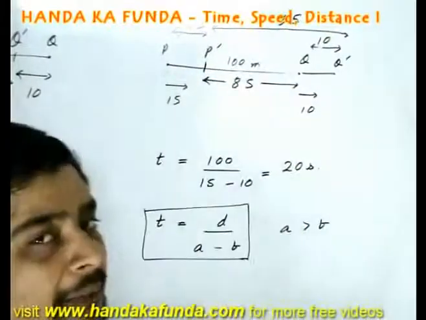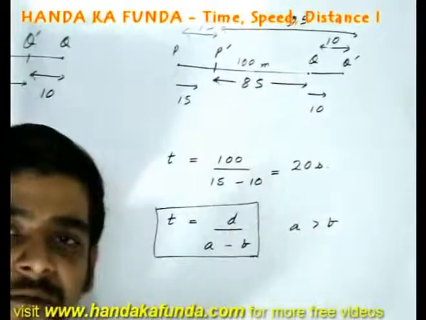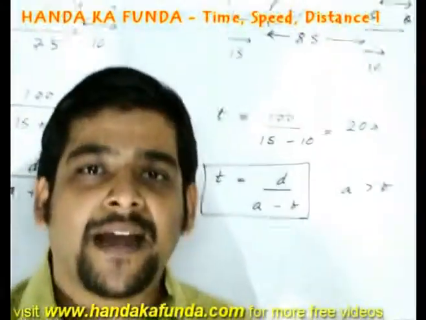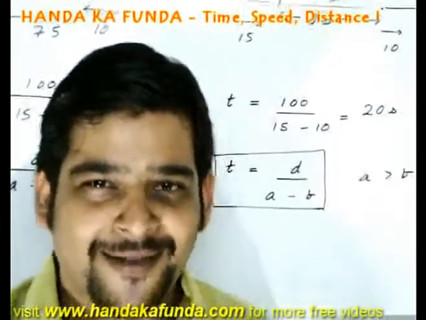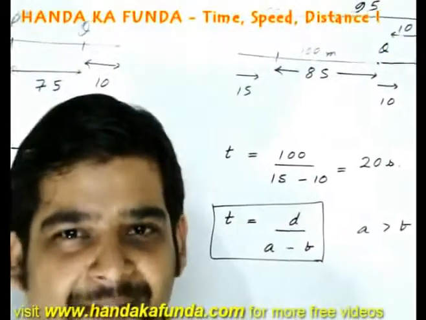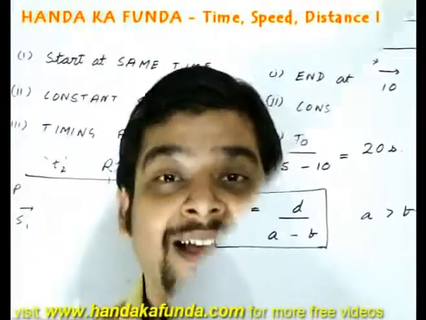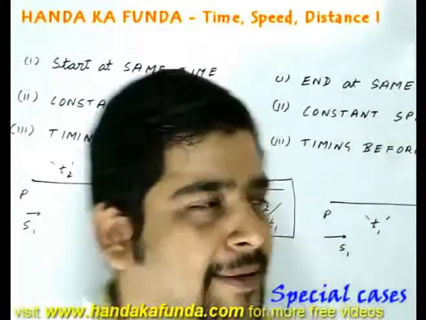You want to reduce it by 100 meters. If it reduces 5 meters in 1 second, how much time will it take to reduce 100 meters? That would be simply 100 by 5 or 20 seconds. Let us look at a couple of special cases.